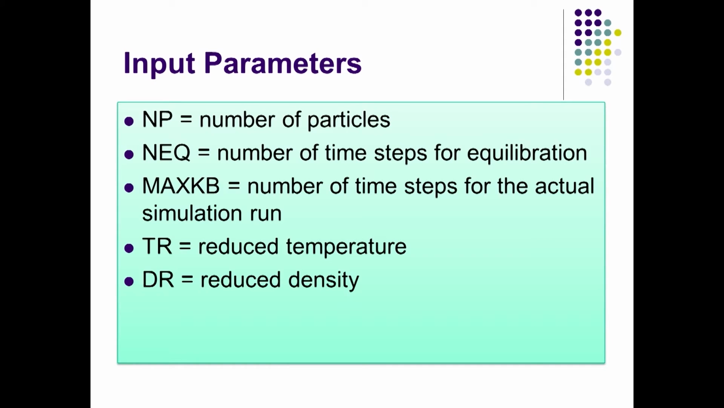Then you give the reduced temperature and reduced density. Essentially, these are the normalized temperature and density, which will allow you to put in parameters irrespective of the real units. That makes your life easier, because you do not have to worry about real units. They can all be converted later on using the reduced units that you set up.